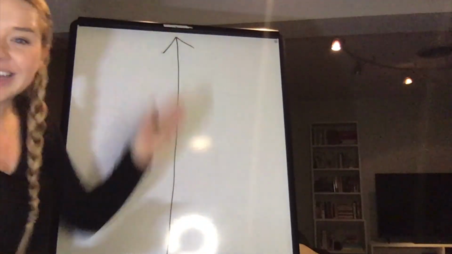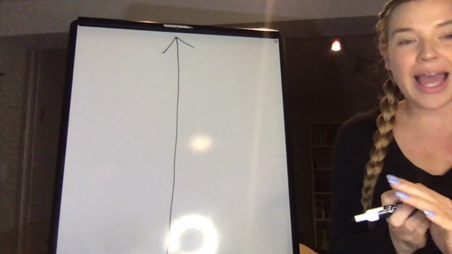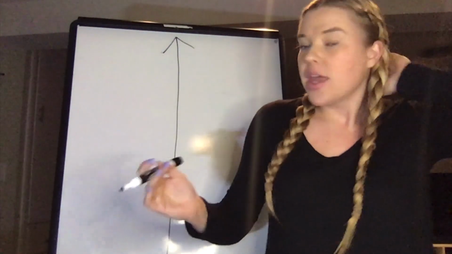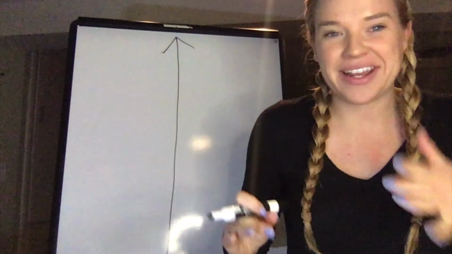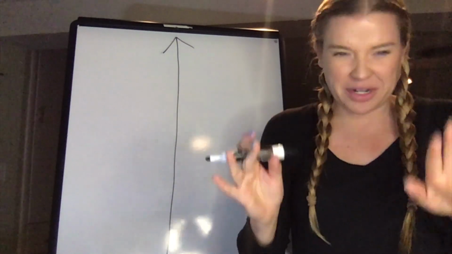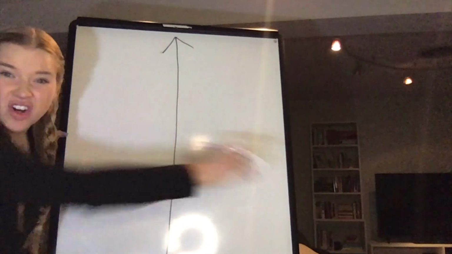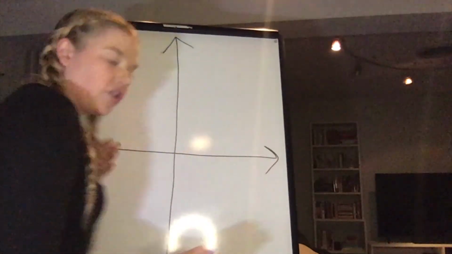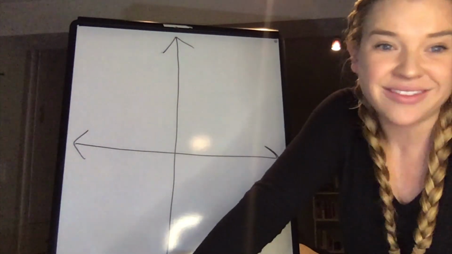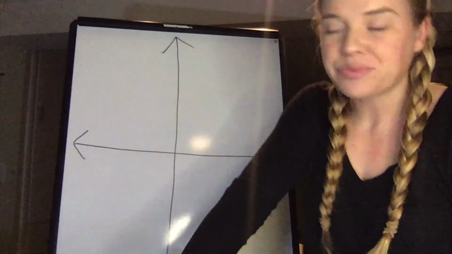A vertical number line is any number line that is going up and down, right? And we also have, I was going to go on more, but then I decided that I'm gonna go a different direction here. A horizontal number line is any number line going across. All a coordinate plane is, is a vertical number line and a horizontal number line put together, okay?